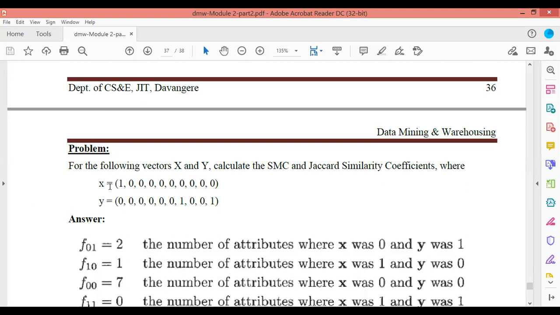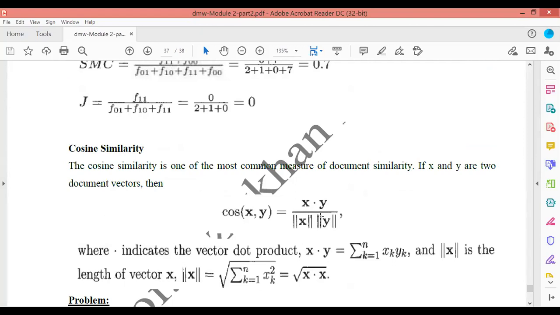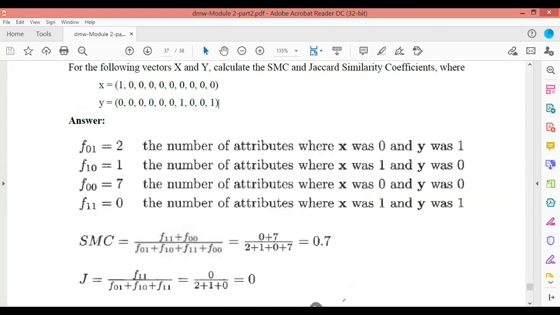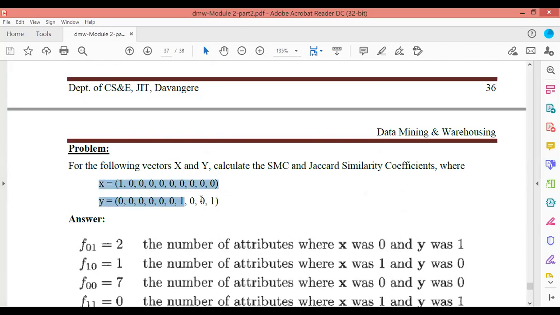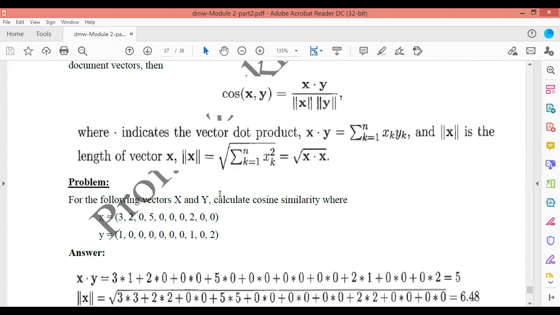And then if you calculate mod of x and mod of y, you will get some value there. But if you consider the numerator, it is already 0, so 0 by some value will be 0 only. So for these two vectors, you'll get the answer as 0 only. The cosine similarity for these two vectors is 0. So you try to calculate that, and you'll get the value as 0. Okay, so this completes the second module.